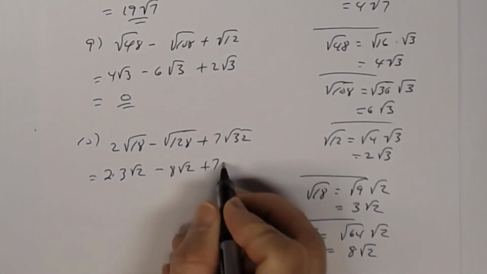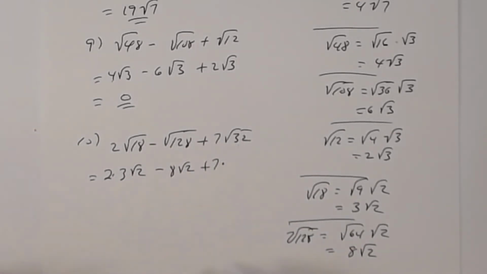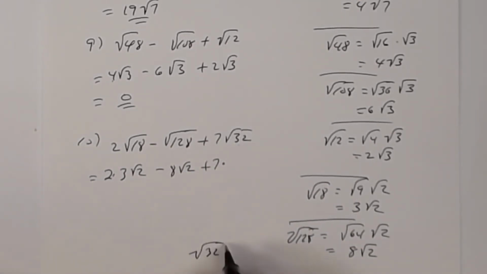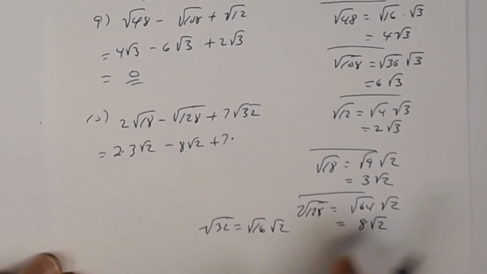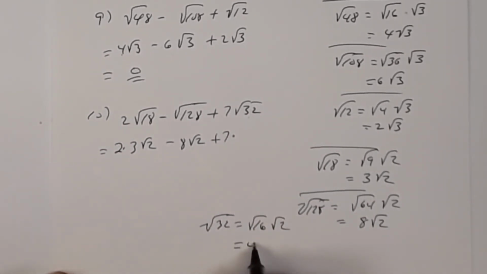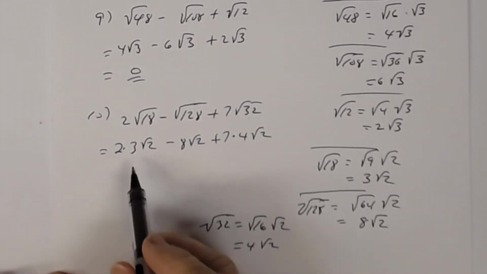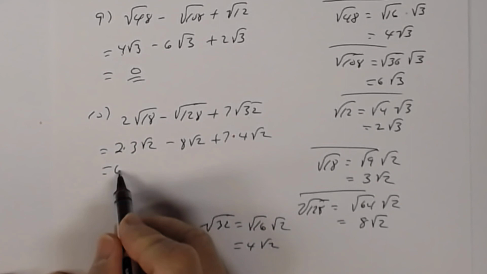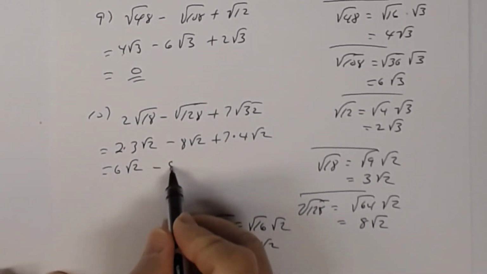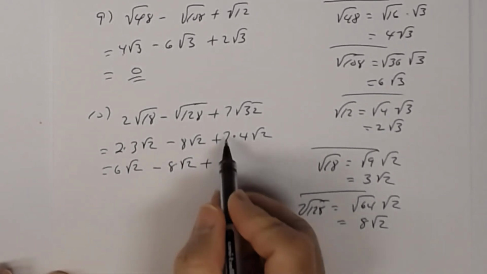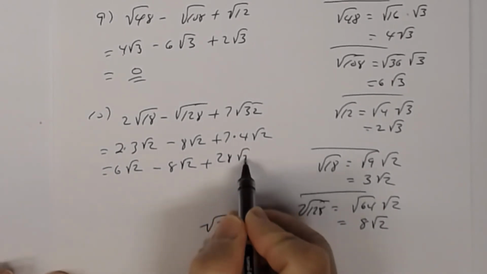And then plus 7 times, and then let's talk about the square root of 32. So the square root of 32, that's going to be the square root of 16 times the square root of 2. The square root of 16 is 4, so I get 4 square root of 2. So it's 7 times 4 square root of 2. Going further, 2 times 3 is 6, so I get 6 square root of 2, minus 8 square root of 2, plus, and then 7 times 4 is 28 square root of 2.